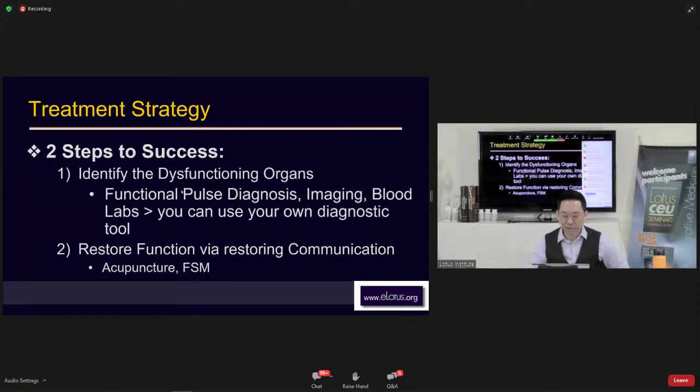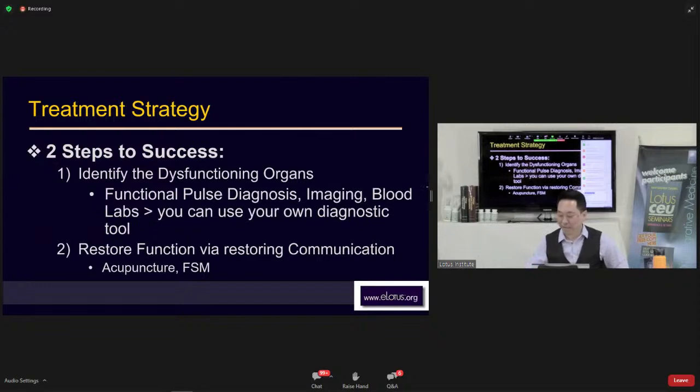In our clinic, we use my functional pulse diagnosis that I created. And we also rely upon imaging and blood labs. My background is in biochemistry. I love Western medicine tests. They give us another piece of the puzzle, right? There's no diagnostic tool that gives us 100% of the picture of all organs. There's nothing right now. At least, maybe in the future there will be.